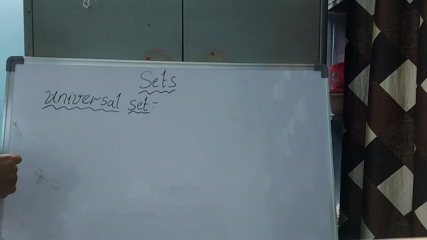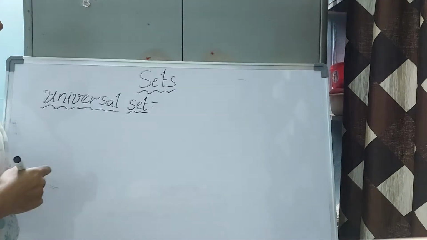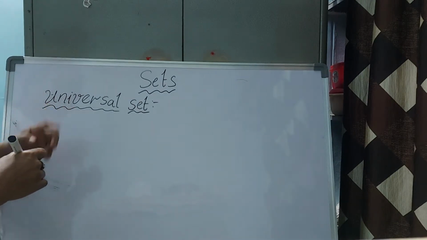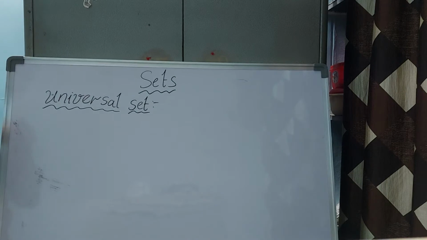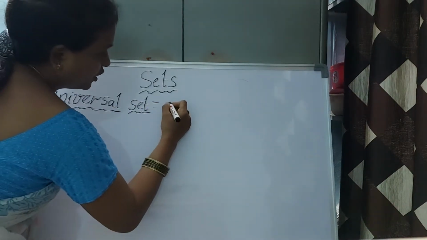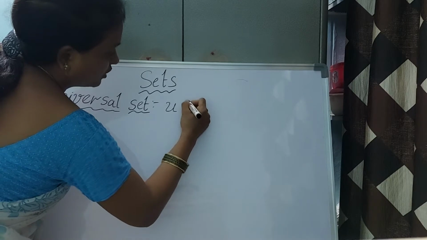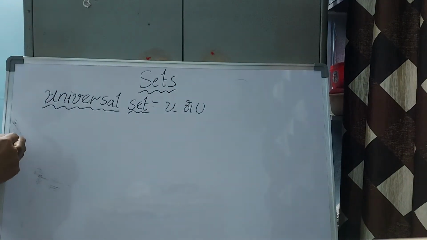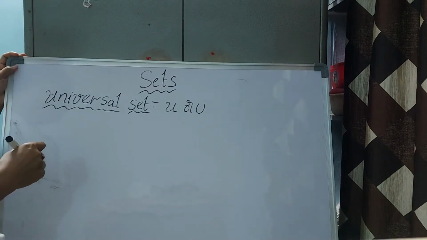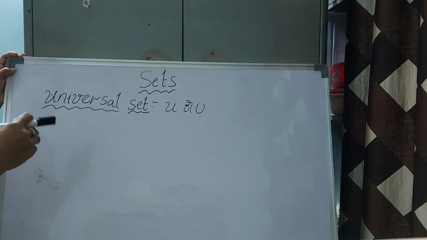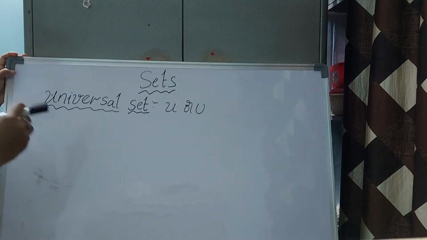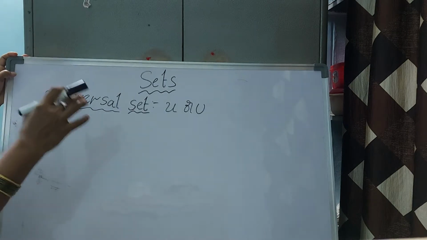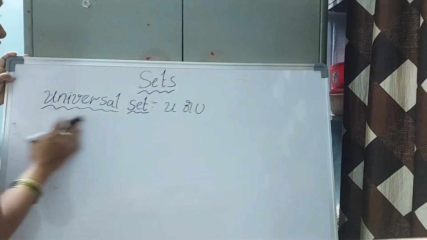We already discussed everything about sets, but only in Venn diagrams I forgot to say about the universal set. Universal set is denoted by mu or U. For example, if you take India as the universal set, all states we can take as sets. These states are subsets of India. So India, we have to take as the universal set.